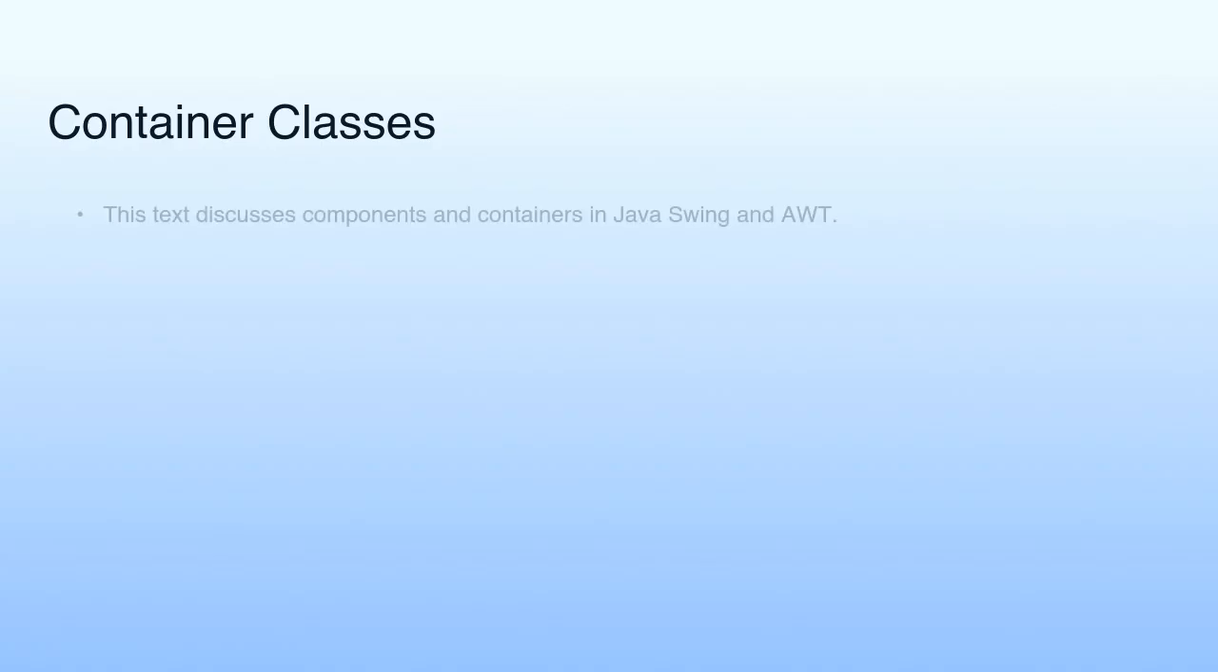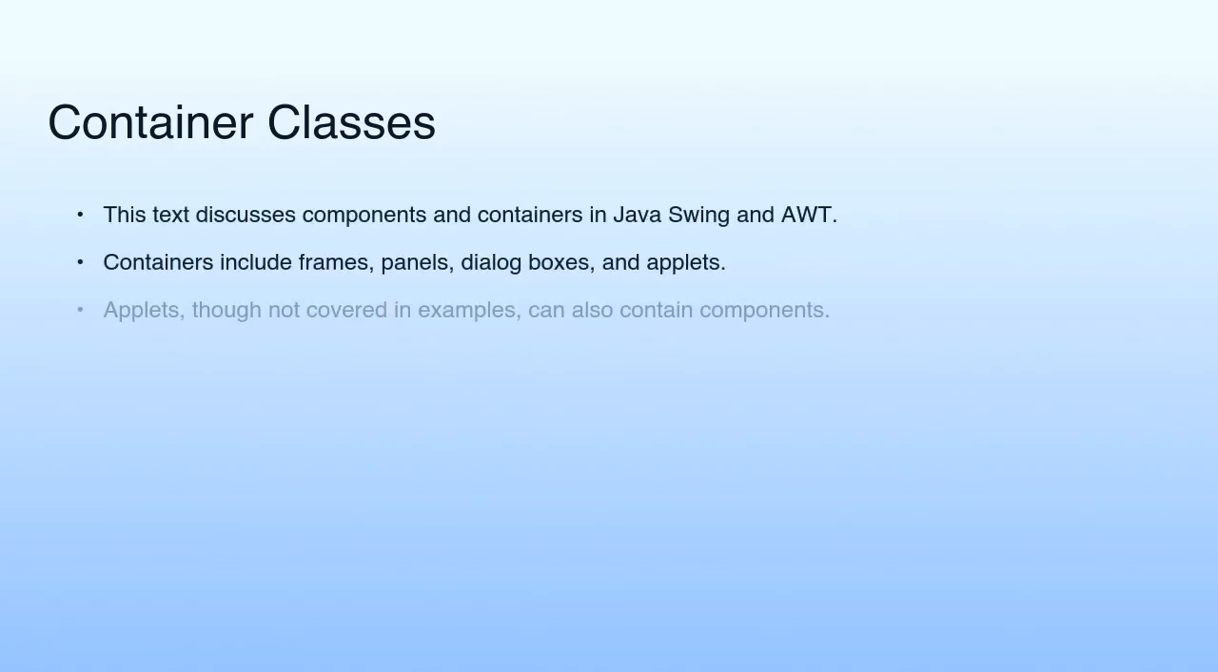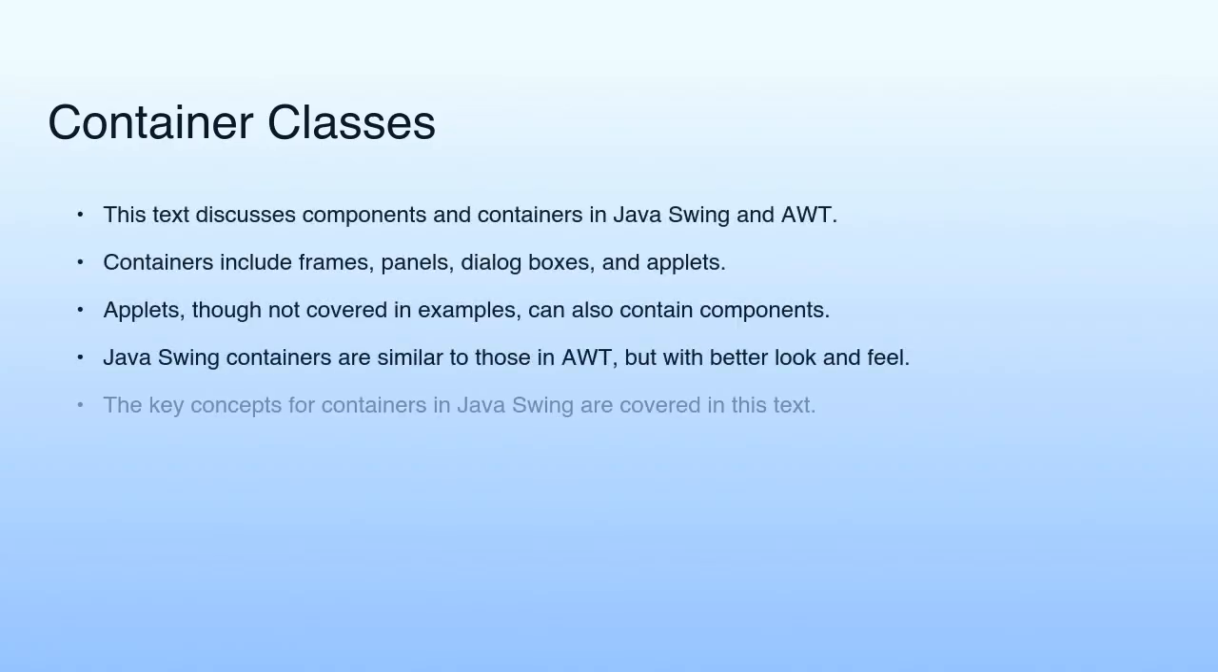This chapter discusses components and containers in Java Swing and AWT. Containers include frames, panels, dialog boxes, and applets. Applets, though not covered in examples, can also contain components. Java Swing containers are similar to those in AWT, but with a better look and feel. The key concepts for containers in Java Swing are covered in this text.